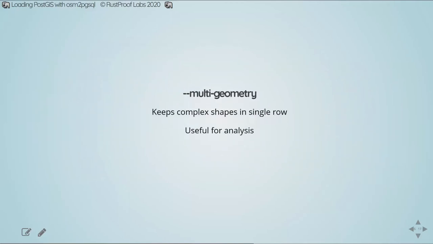Multi-geometry, I've never run this process without it, but that's because I use this for an analysis type of purpose. If you're running a worldwide Cartocss tile server, you probably don't want multi-geometry. I believe those work better without this. But what this feature does is it keeps those complex shapes in one place, instead of splitting them out into multiple rows. And from a relational database perspective, we want those related objects all in one spot. So you probably want this if you're doing any type of analysis on the data.